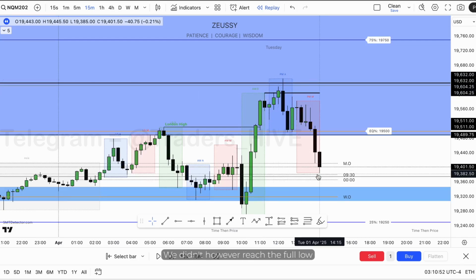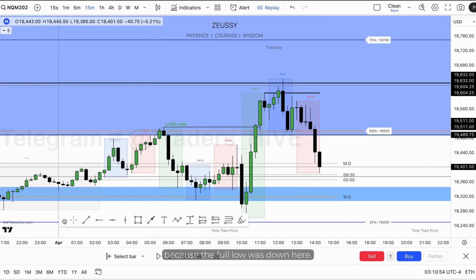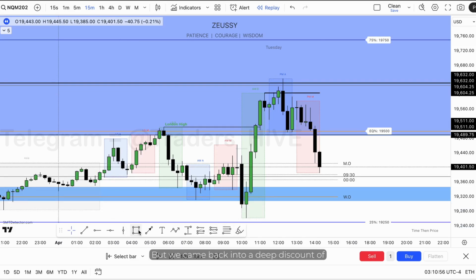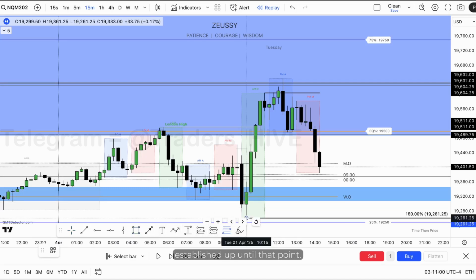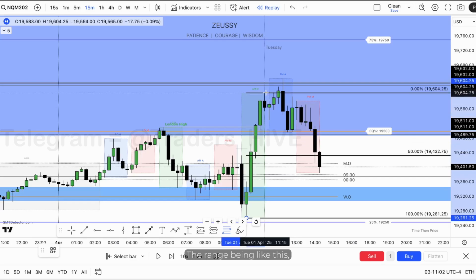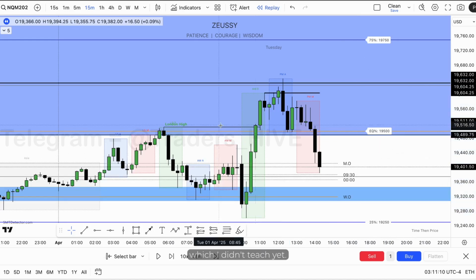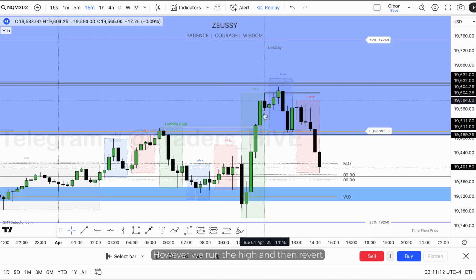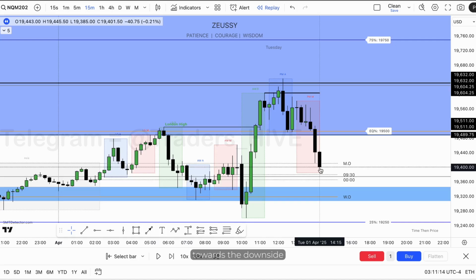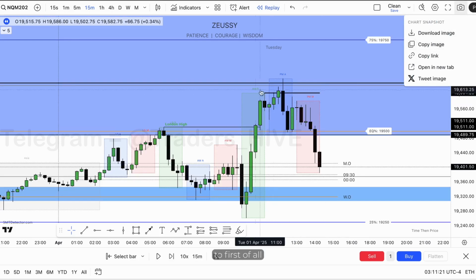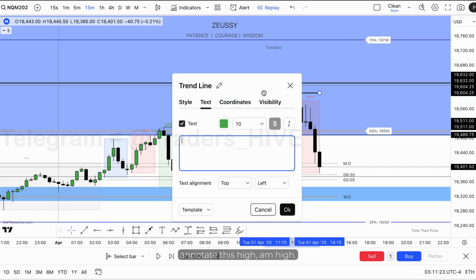We didn't, however, reach the full low, because the full low was down here, but we came back into a deep discount of the range which was established up until that point. The range being like this, the range of the previous session and the previous cycle. That's something which I didn't teach yet. However, we run the high and then revert towards the downside, drawing towards sell side liquidity. Beautiful sell program.